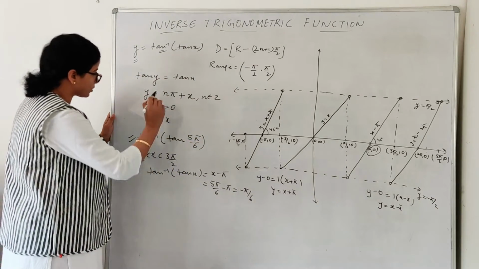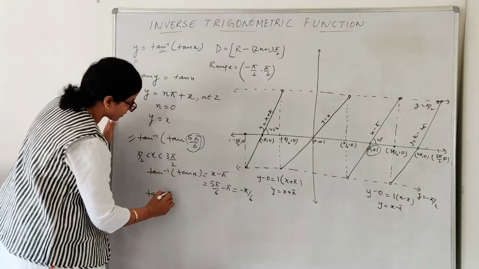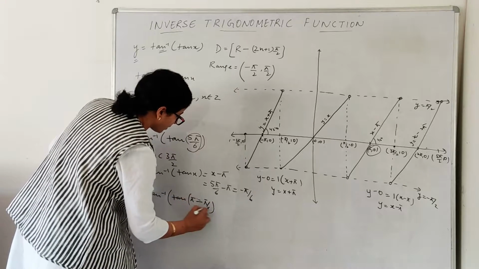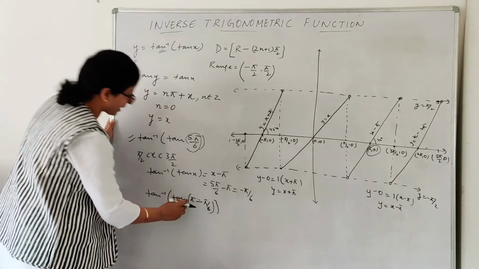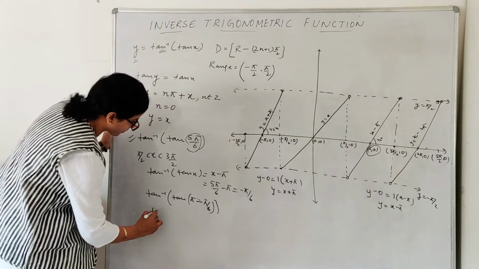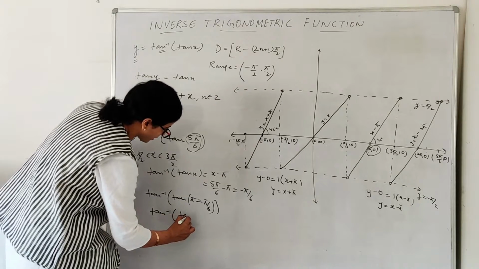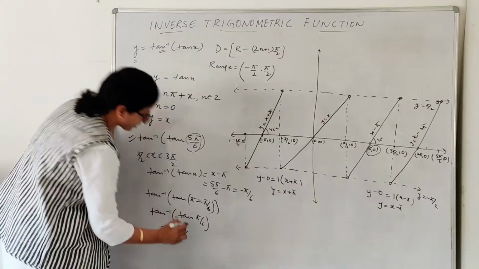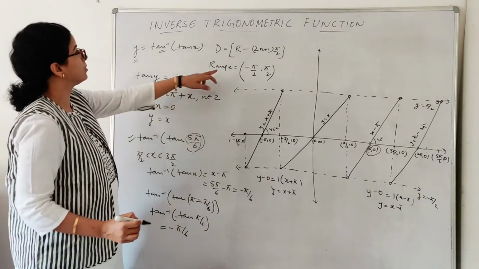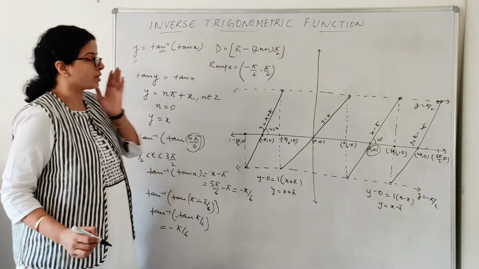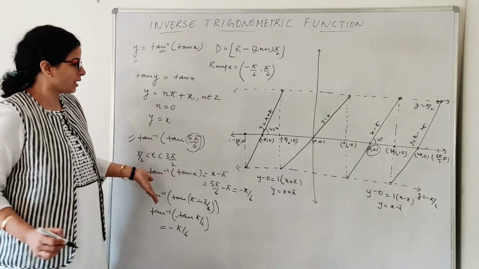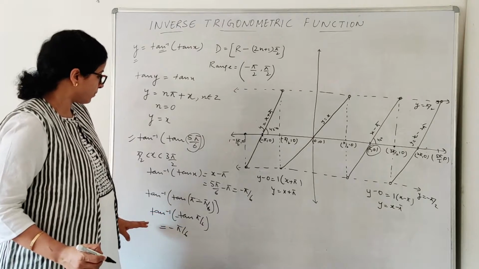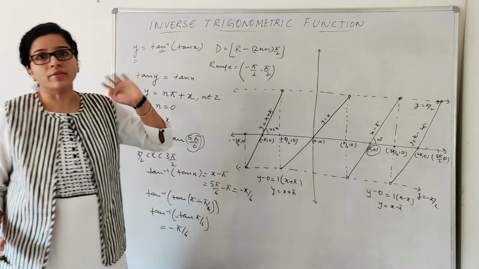Now, how to solve this by reducing the angle? Tan inverse of tan (pi minus pi by 6). Here I will use my quadrant rule: tan (180 minus theta) is minus tan theta. So tan inverse tan of minus pi by 6 is equal to minus pi by 6. Minus pi by 6 belongs to the range minus pi by 2 to pi by 2. So this is also the way to do it. Either you can reduce your angle to the range, or you can use the graph and find the value.